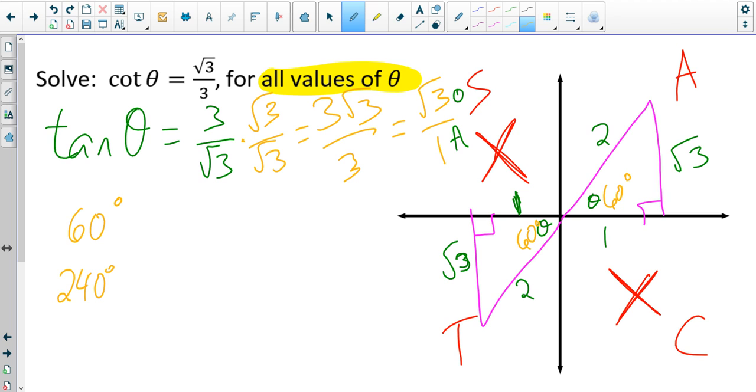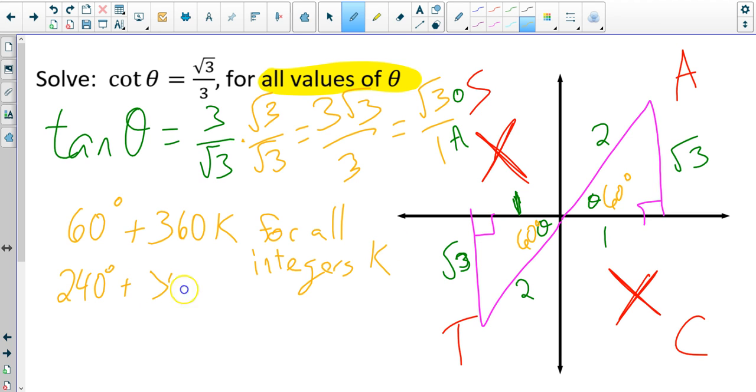So our way of writing that is plus 360k for all integers k. And the same thing for the 240.